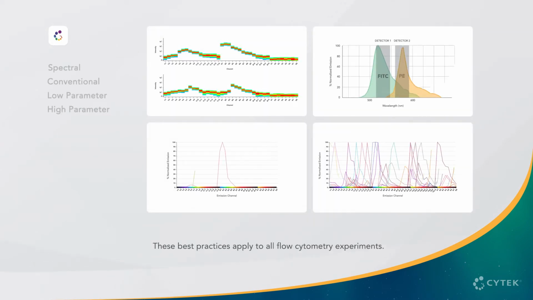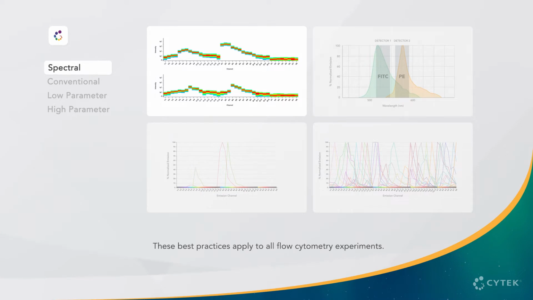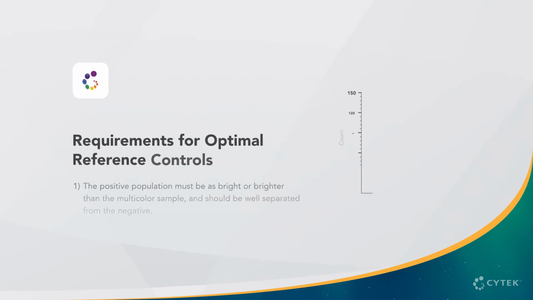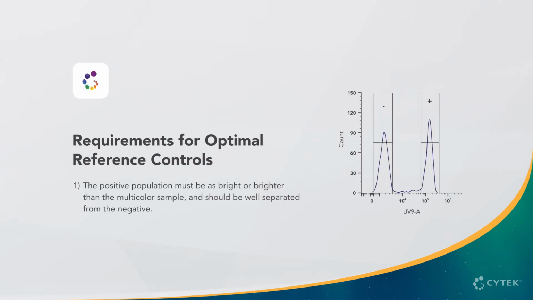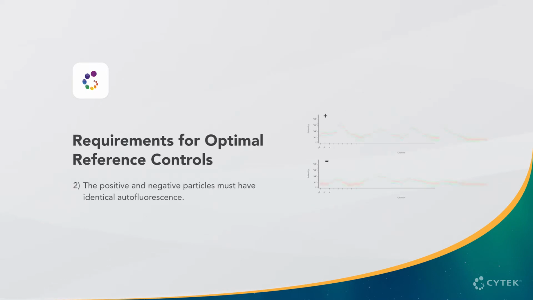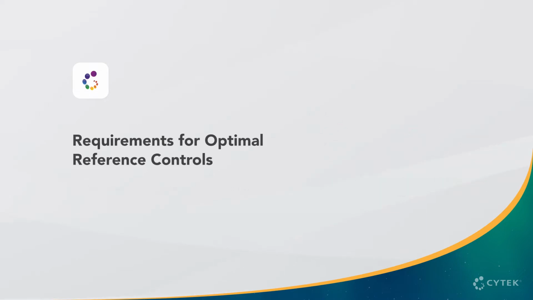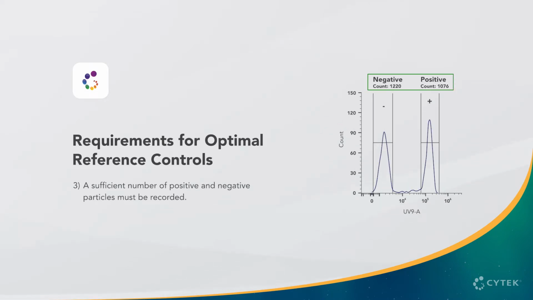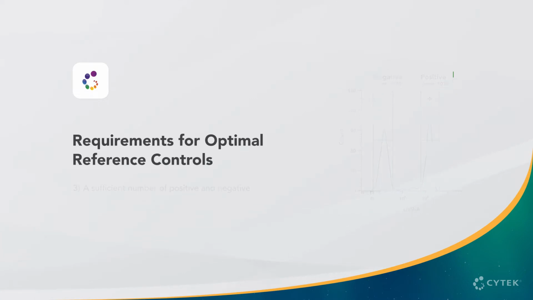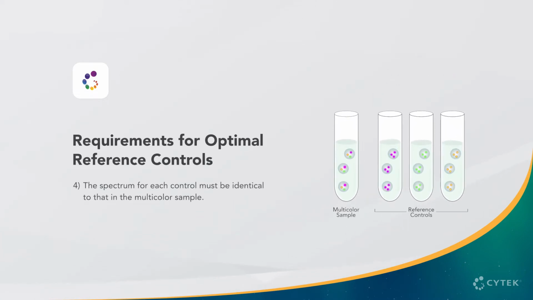Keep in mind, these best practices apply to all flow cytometry experiments, whether they are spectral, conventional, low parameter, or high parameter. These requirements are: 1. The positive population must be as bright or brighter than the multicolor sample and should be well separated from the negative. 2. The positive and negative populations must have identical autofluorescence. 3. A sufficient number of positive and negative particles must be recorded. 4. The spectrum for each control must be identical to that in the multicolor sample.